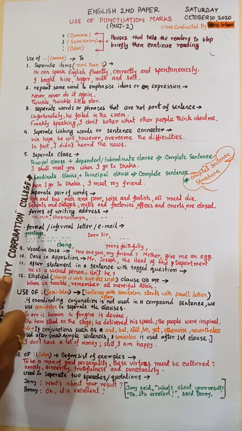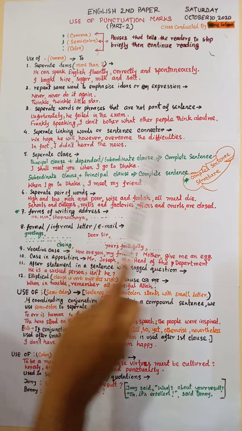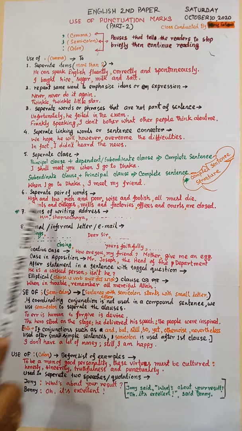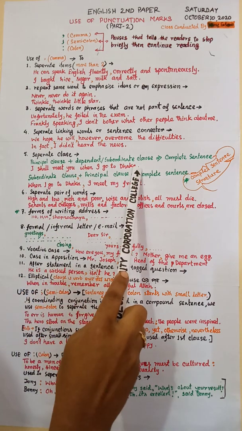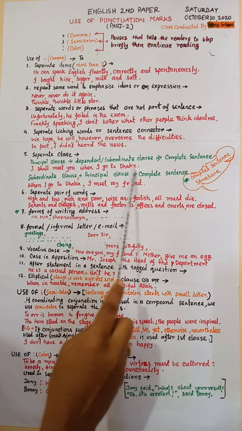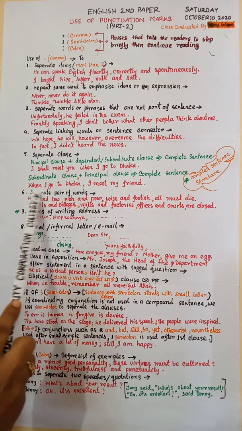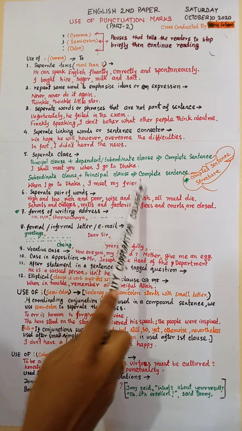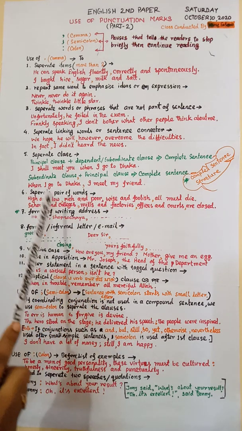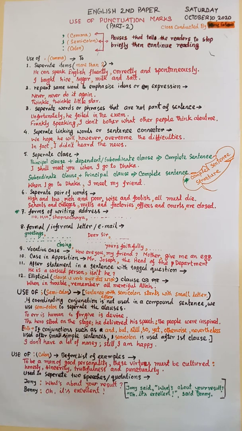I write down the principal clause at first and the subordinate clause in the second part of the sentence, so I don't need to use any comma. But if we write down the subordinate clause at the beginning of the sentence, like "When I go to Dhaka, I meet my friend," then I must use a comma to separate the two clauses.